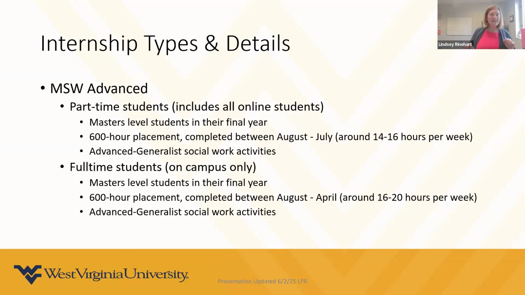Then we have our MSW advanced level students. So these are our last year MSW students. All of our MSW students will do an MSW advanced placement; if they have an undergraduate degree in something other than social work, they do the foundation and then the advanced. So this is a 600-hour internship that they do throughout the entire academic year. So August all the way through July if they're on the part-time program, or August through April if they're on the full-time program. And so they're doing elevated activities. We expect them to be working a little bit more independently, a little bit more in depth. They're there for that 600 hours. They're there a little bit more each week. They've taken clinical courses so they can elevate to that next level of competencies.